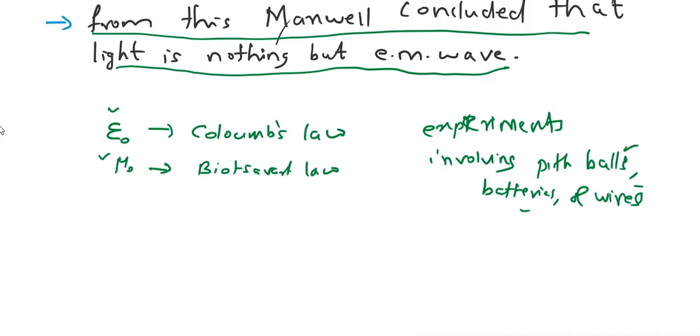That is, these are the experiments having nothing to do with light. Yet, using Maxwell's theory, you can calculate c, the velocity of light, from these two numbers.